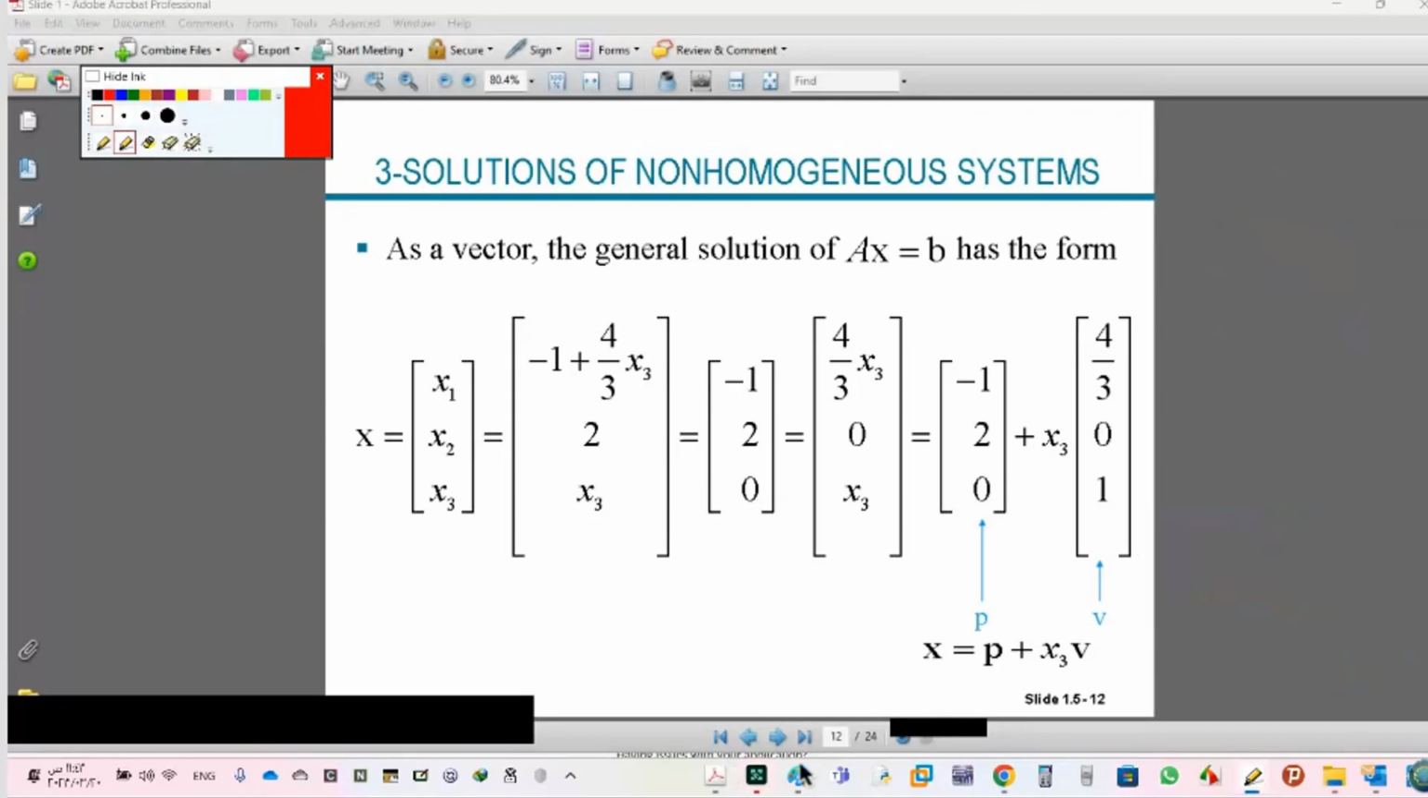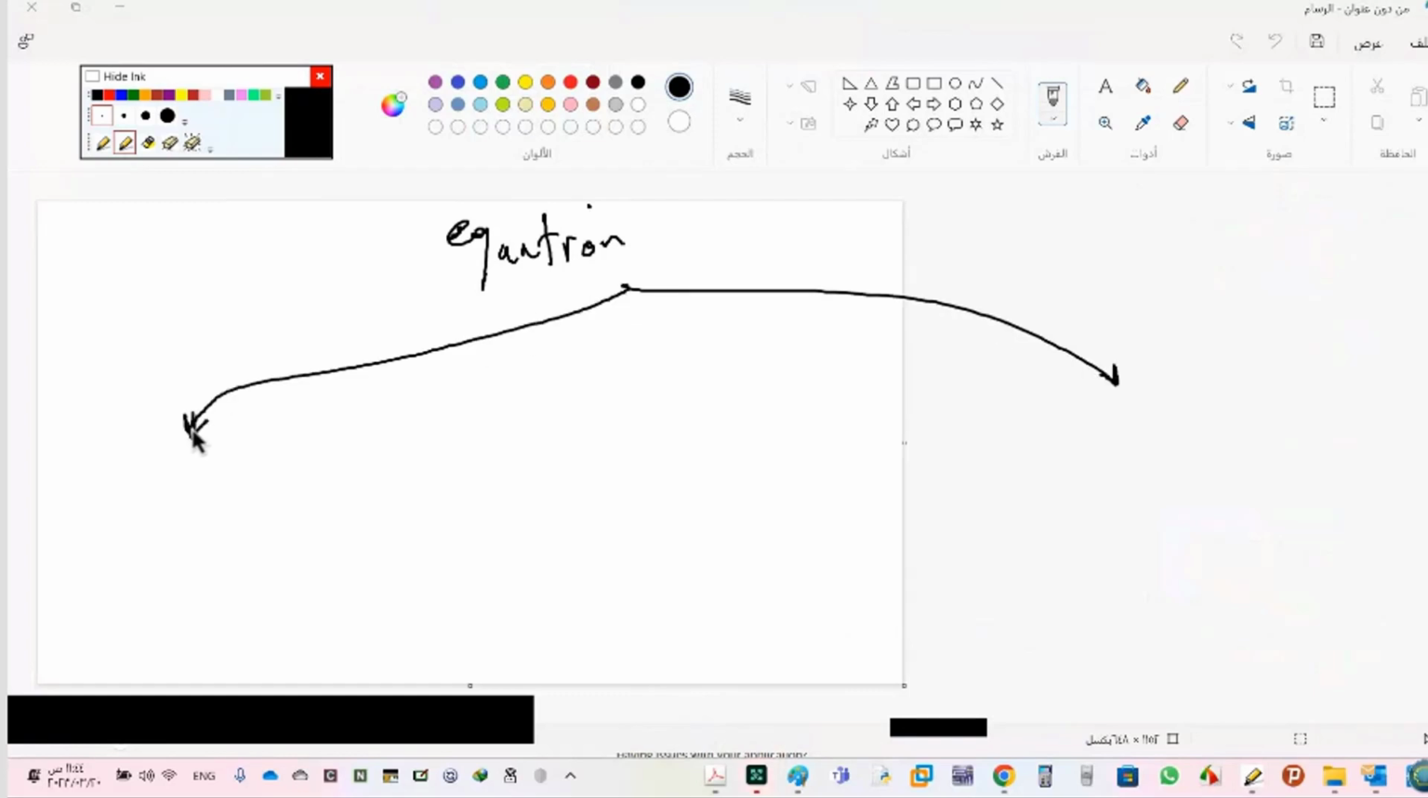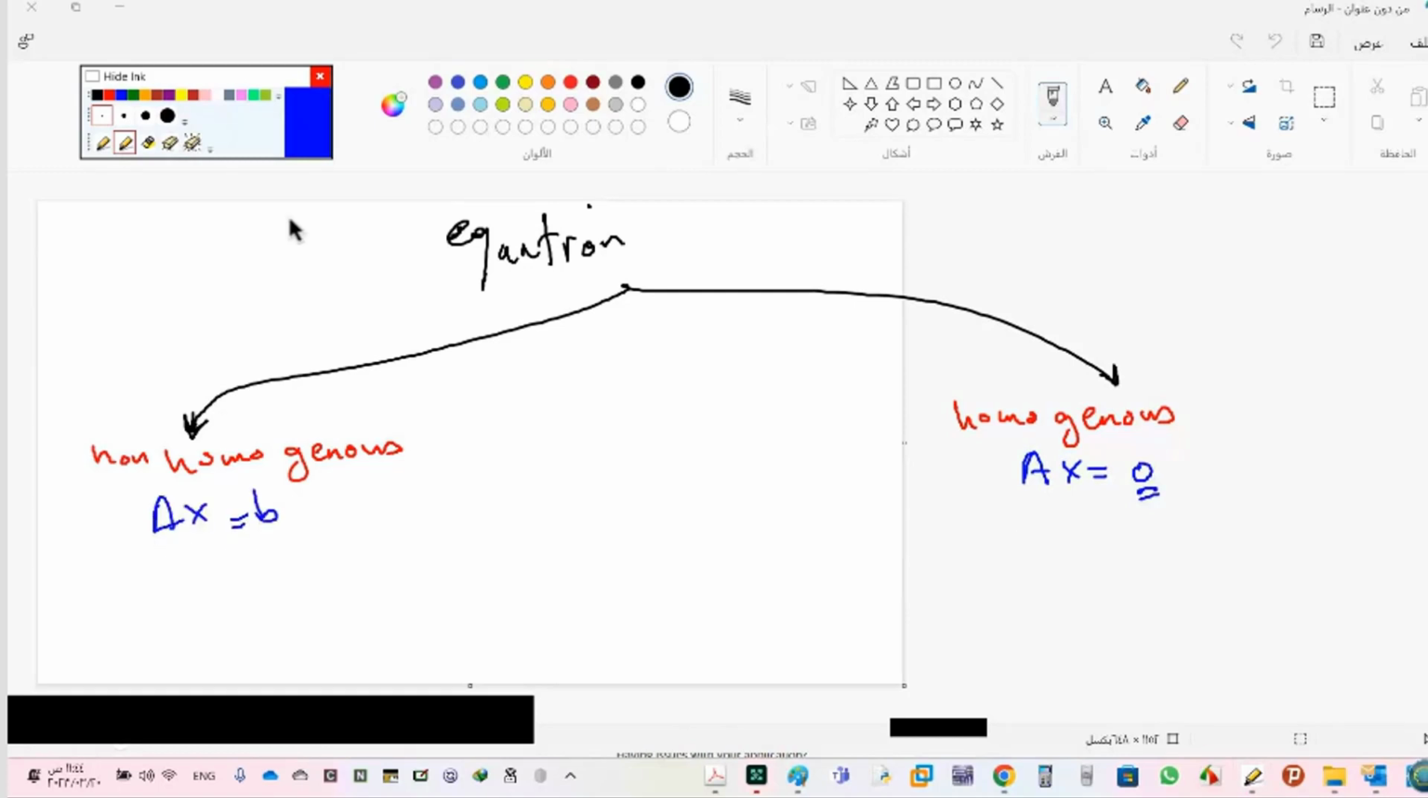Now let's talk together about today's lecture, which is equations for linear algebra. We have two kinds of equations for a system. First one, homogeneous. Second one is non-homogeneous. Homogeneous is Ax equals 0. Here Ax equals b.